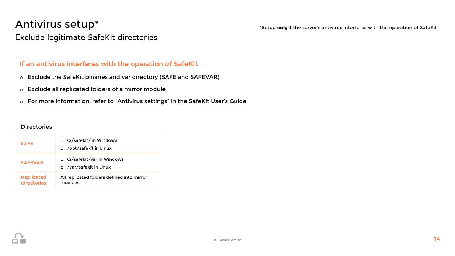For Windows, exclude the SafeKit directory in the C drive, which contains the binaries and the var directory. On Linux, exclude the SafeKit directory in /opt and /var. Additionally, all replicated folders defined in mirror modules should be excluded. For more information, please refer to antivirus settings in the SafeKit User's Guide.